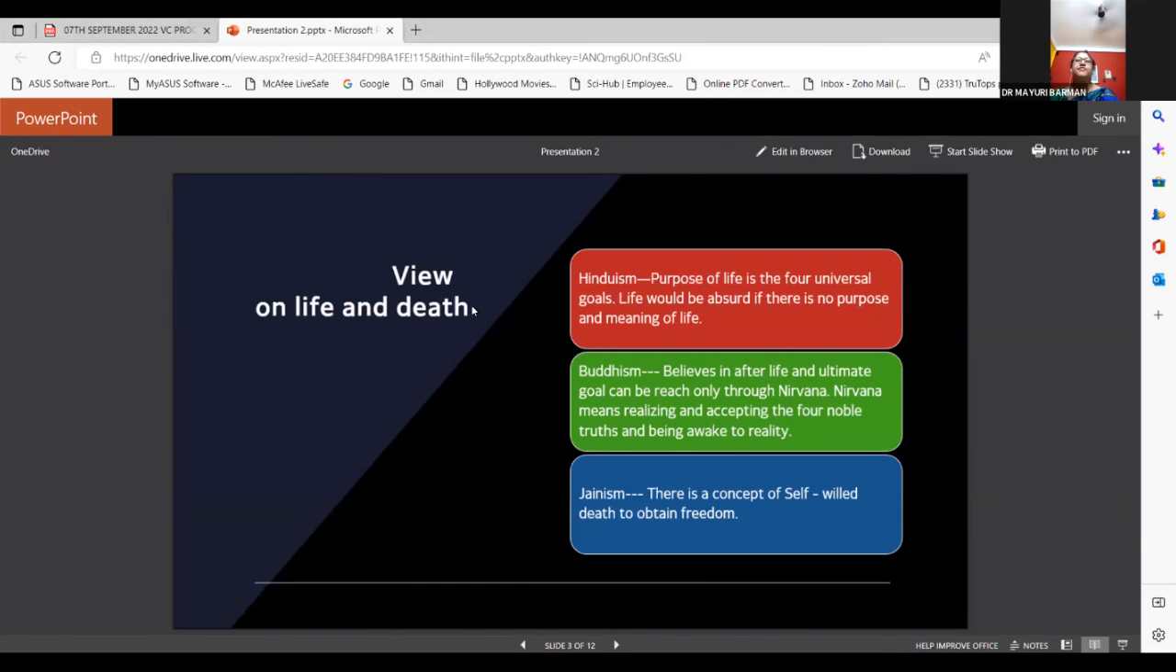On the life and death view regarding Hinduism, they say that the purpose of life is the four universal goals. Life would be absurd if there were no purpose and meaning of life. Buddhism also says that belief in afterlife and the ultimate goal can be reached only through nirvana. Nirvana means realizing and accepting the four noble truths, that is, being awake to reality. In the same way, Jainism also speaks about life and death. There is a concept of self-willed death to obtain freedom.